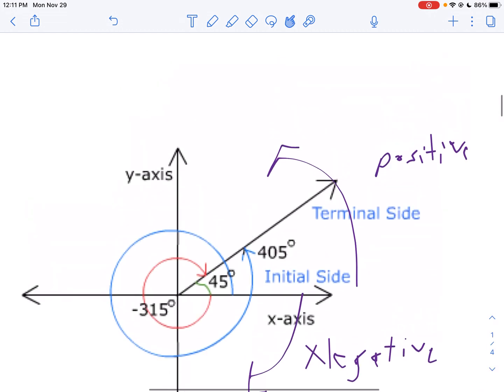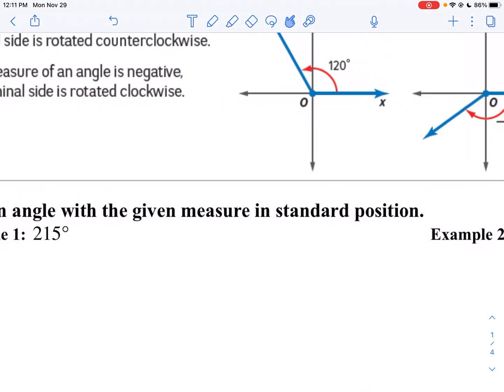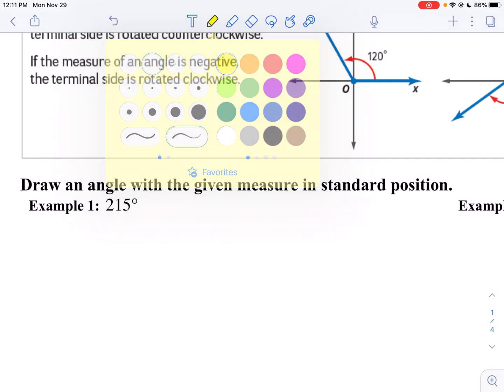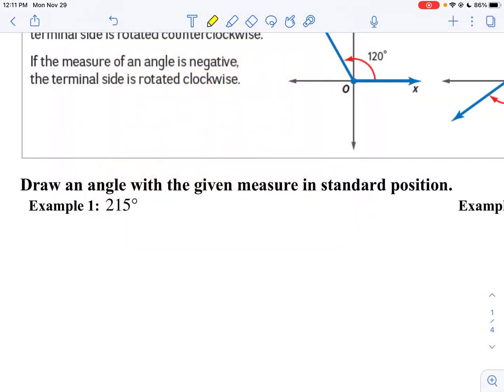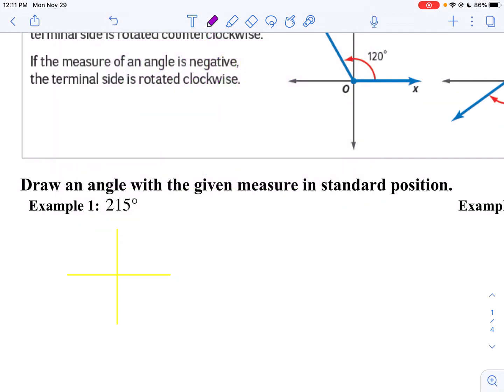Now let's take a look at a couple examples here. I want to draw an angle with standard position of 215 degrees. So if I think here, I'm going to make my coordinate plane. And I'm going to start with my first angle. I'm going to put my beginning side in the positive x-axis. So that's where I start.